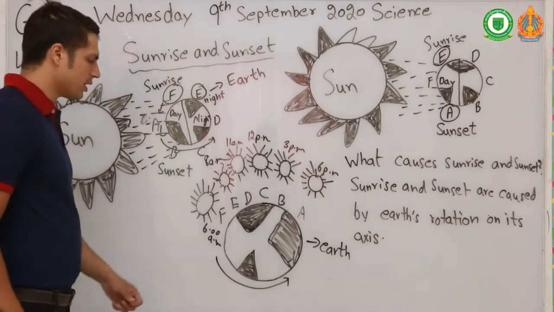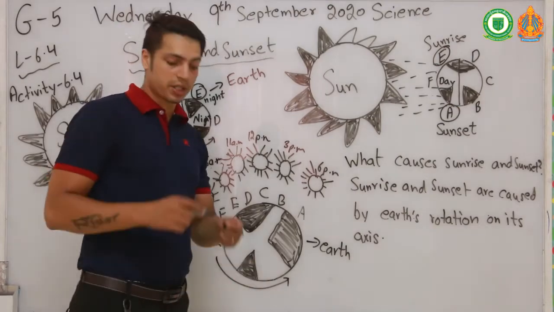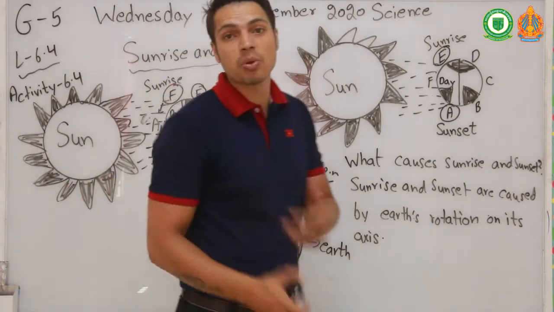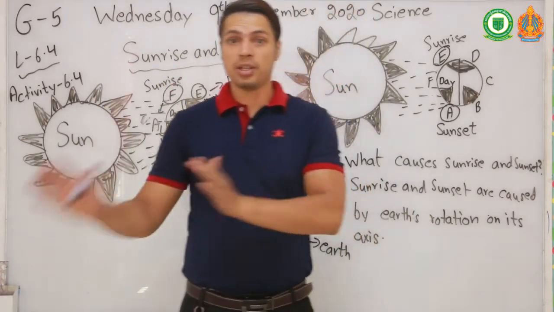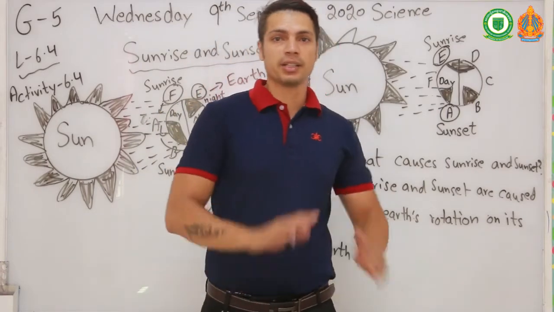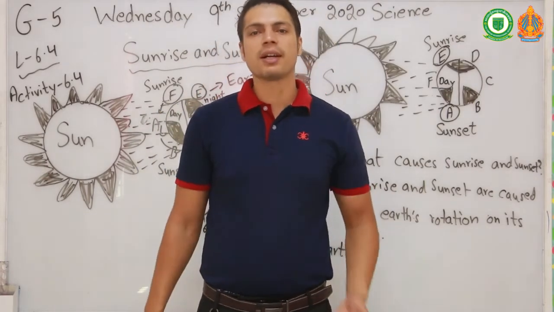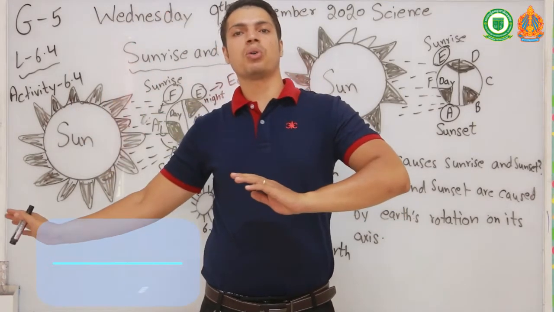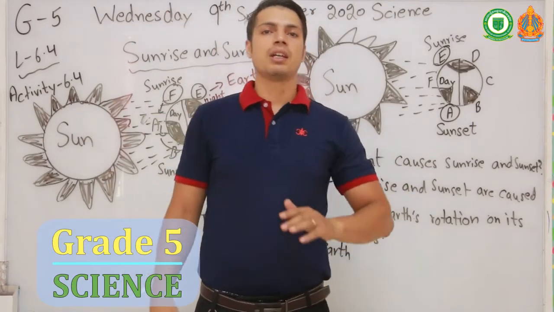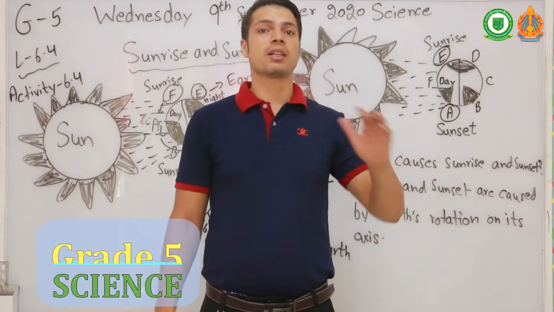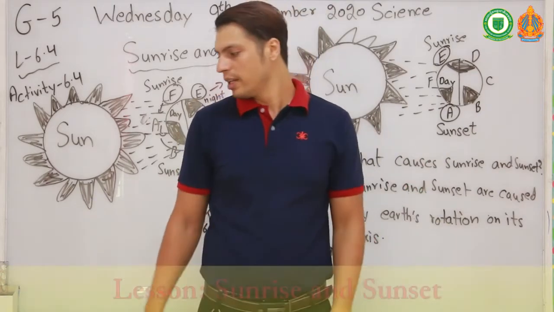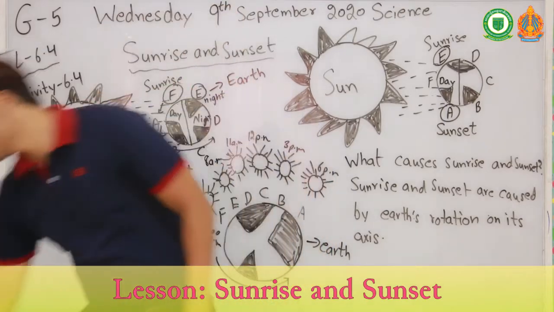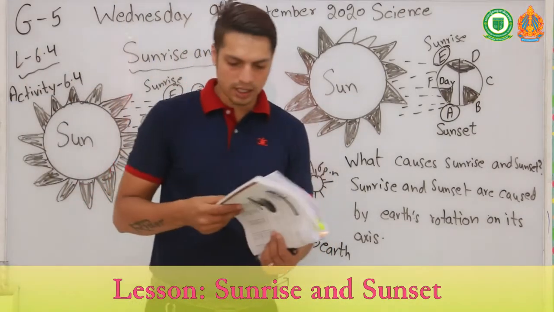It's because of Earth's rotation, not because the sun is moving. The sun actually does not move. It's the Earth that is spinning. That's why we see sunrise and sunset, and the sun appears to move higher and higher in the morning, and after midday, in the late afternoon, the sun appears to go down and down. So that's all about our today's lesson.